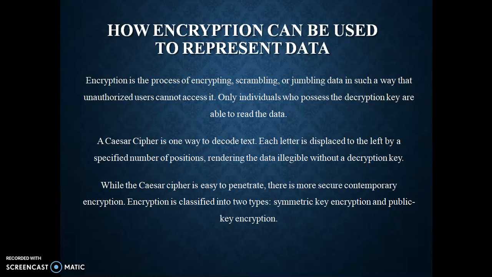A Caesar cipher is one way to encode text. Each letter is displaced to the left by a specified number of positions, rendering the data illegible without a decryption key. While the Caesar cipher is easy to penetrate, there is more secure contemporary encryption.